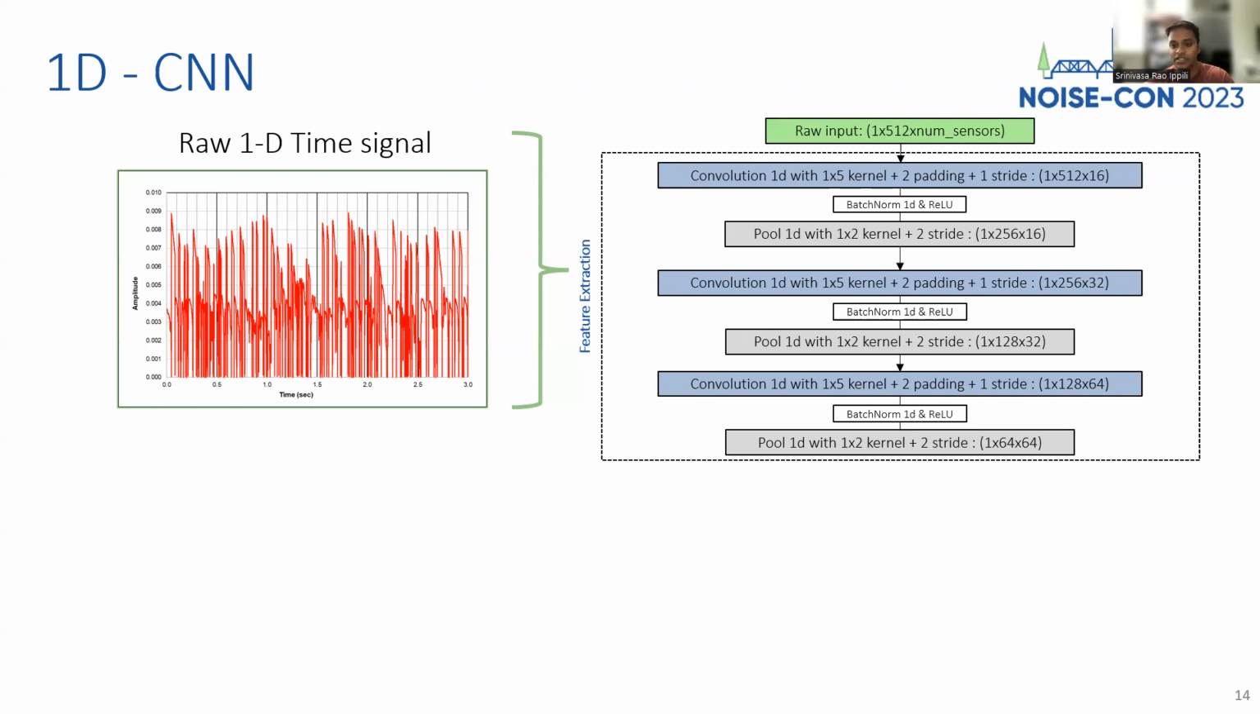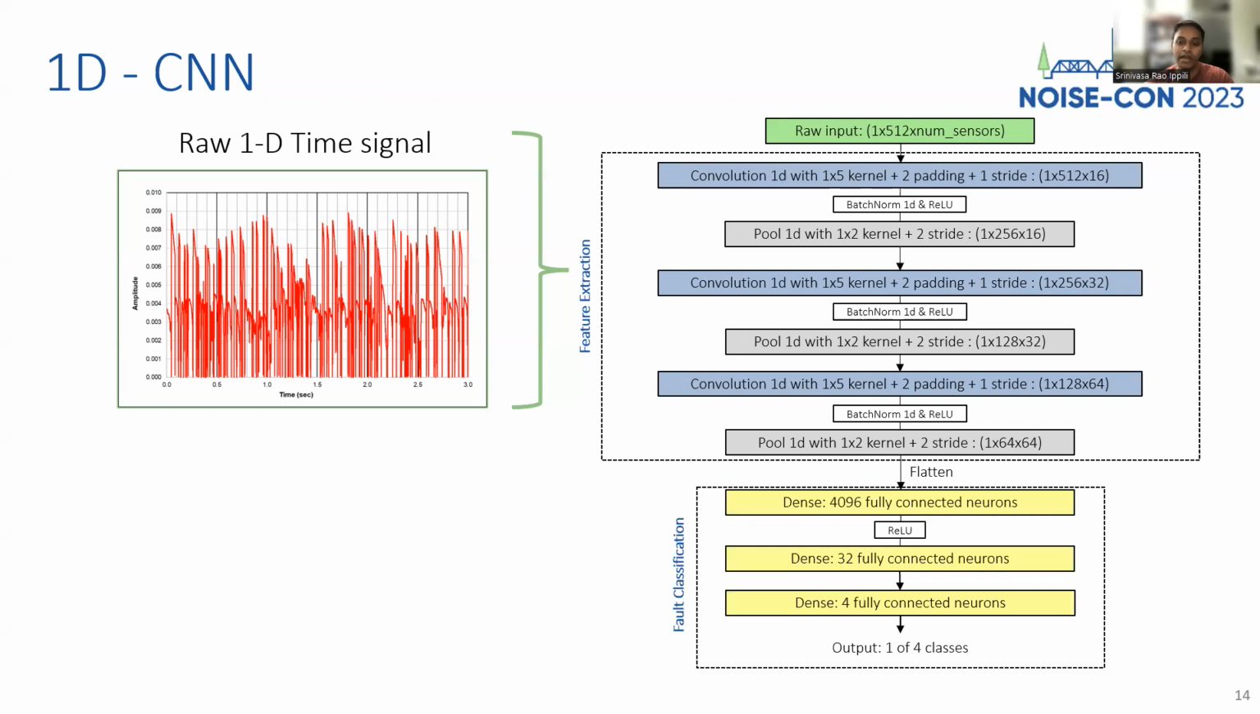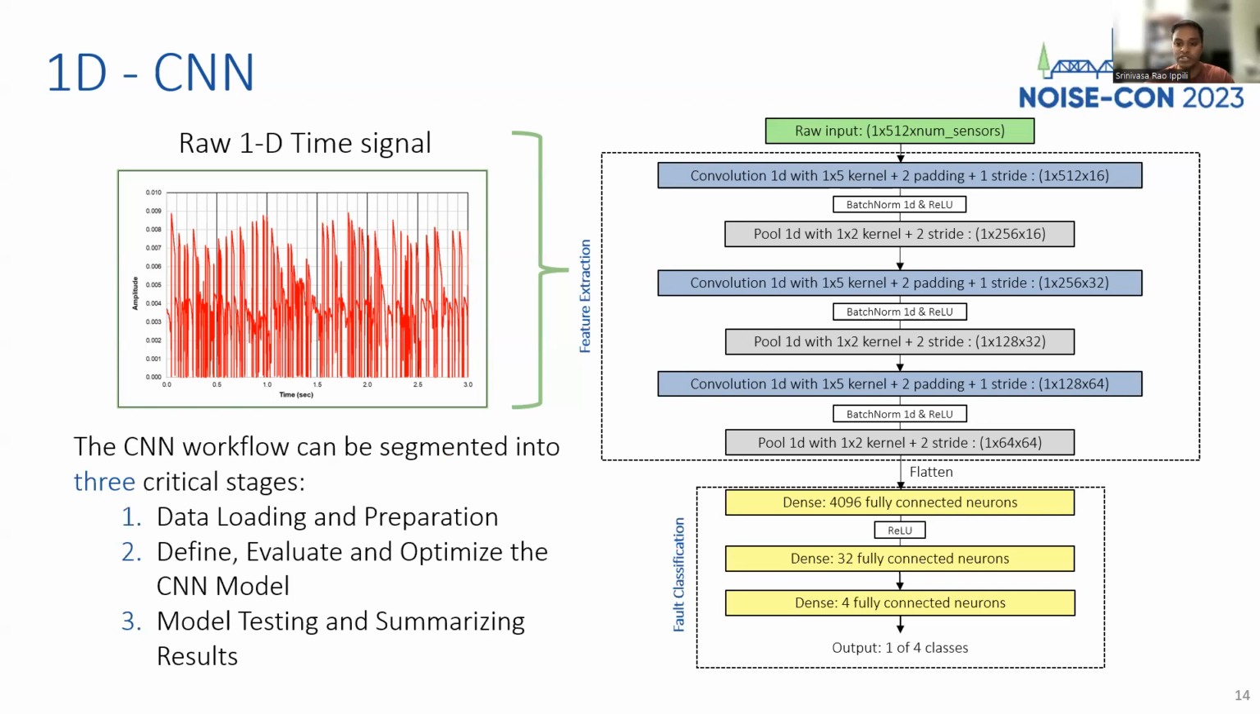The extracted features are then flattened to form dense layers as input to an artificial neural network that is mapped to one of the four different output motor conditions. Three essential aspects may be identified in the CNN workflow: data loading and preparation, defining, evaluating, and optimizing the CNN model, model testing, and summarizing of the results.